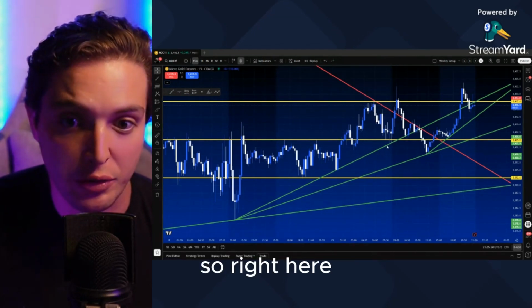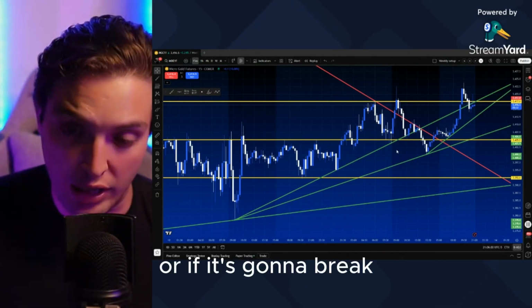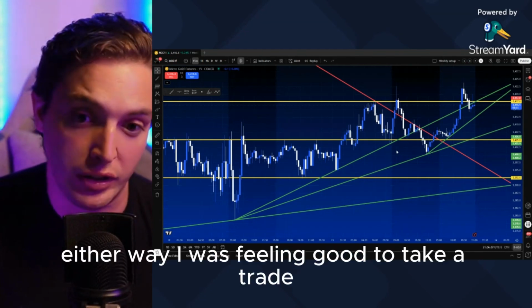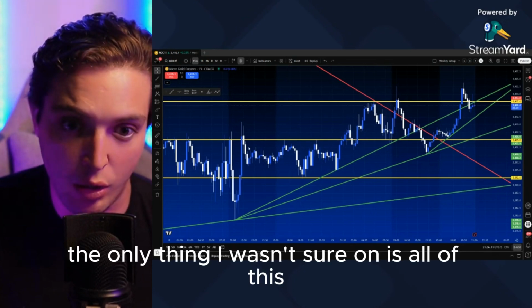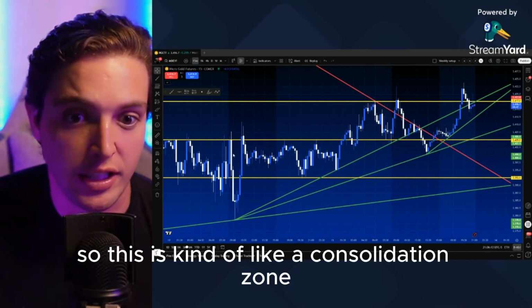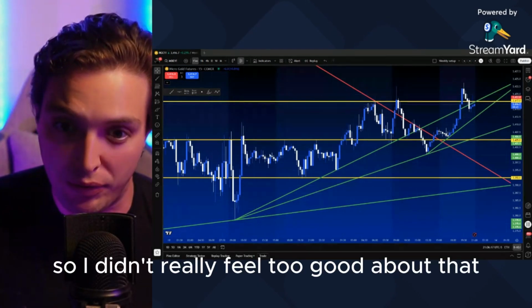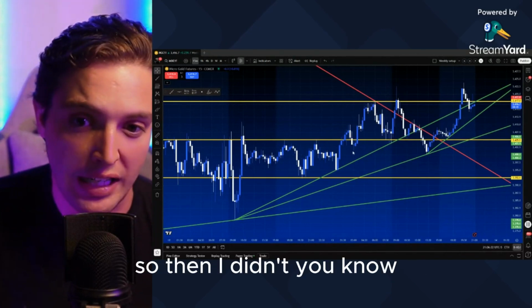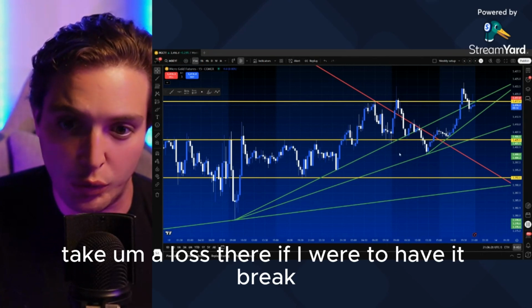So right here, I am really focusing on whether it's going to bounce or if it's going to break. Depending on what it ended up with, either way, I was feeling good to take a trade. The only thing I wasn't sure on is all of this. This is kind of like a consolidation zone, so I didn't really feel too good about that. That would have potentially made me miss out on the trade, so then I didn't take a loss there if I were to have it break.